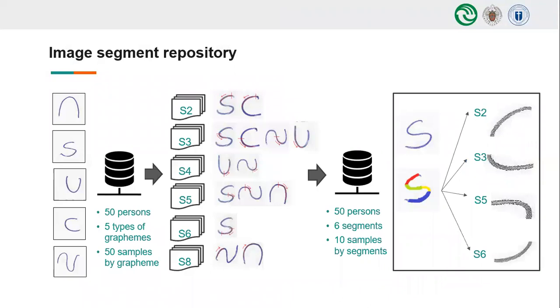In order to generate an image repository of segments, the database of simple graphemes was adopted, which was previously used by the author. That database contains samples of the following symbols that can be seen on the screen. From this grapheme, 6 basic segments were extracted. 50 writers were considered with 10 samples per segment. These parts of the stroke were semi-automatically extracted, painting the segments and extracting the colored zone of the image.